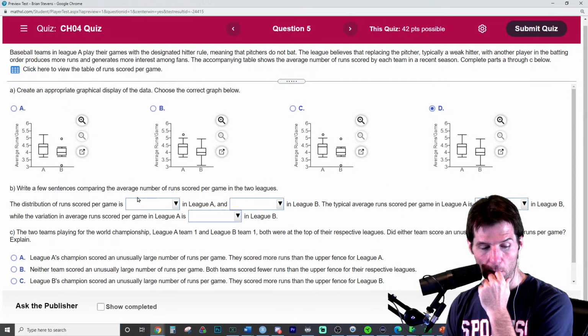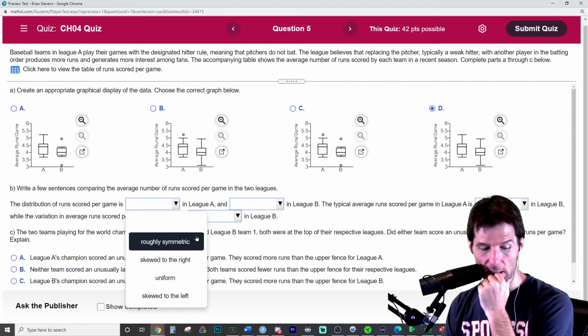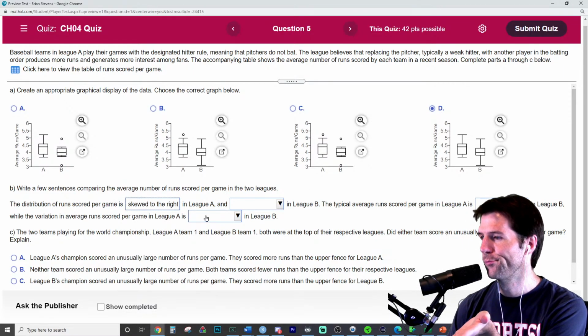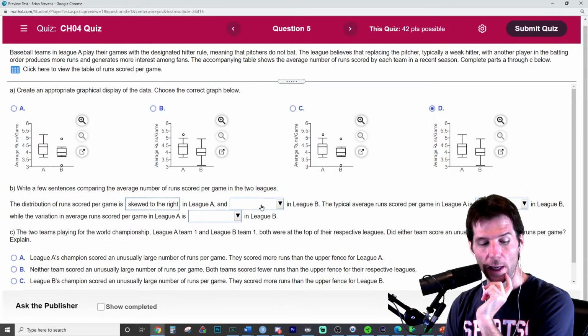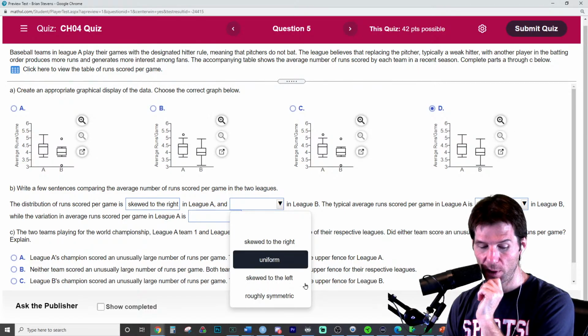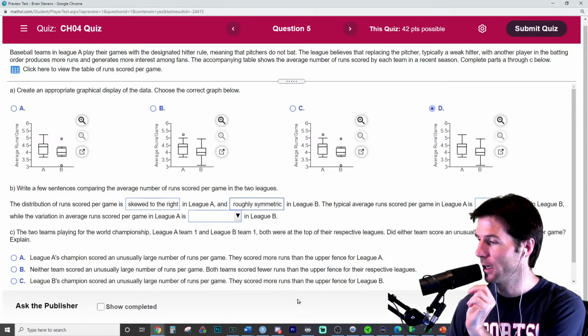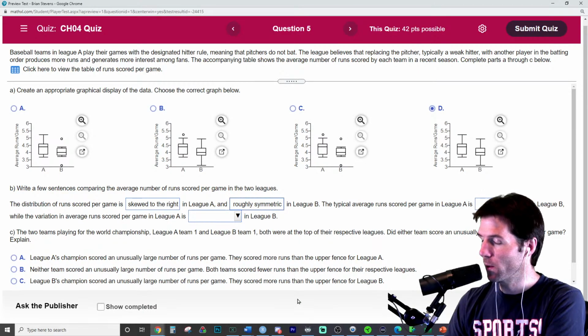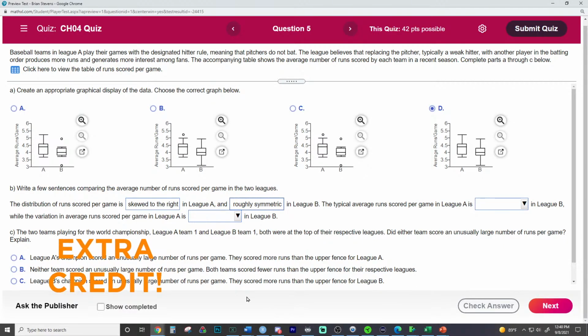Yep. So the distribution of runs per game in League A is skewed to the right a little bit. And in League B, it's roughly symmetric. So it's kind of symmetric. Great job, Kaylin, everybody. Michael, following along excellently.